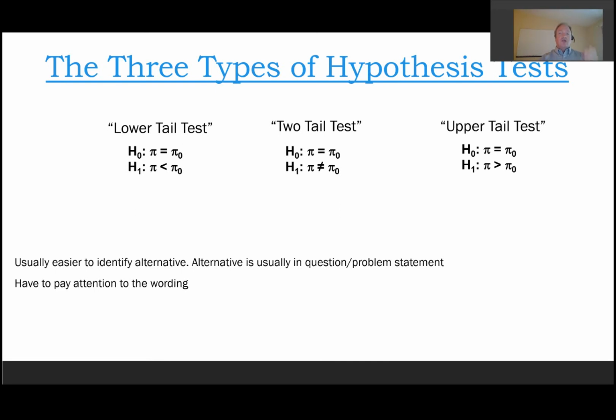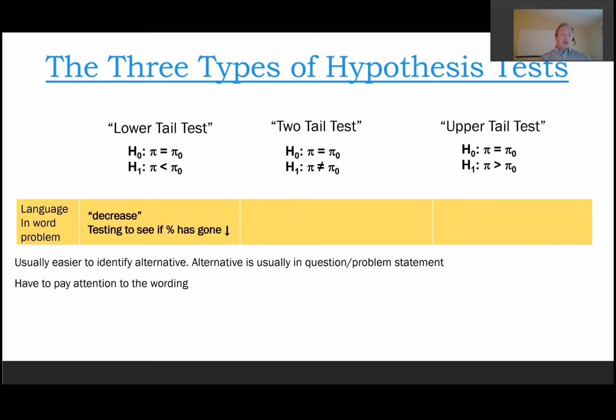How do we determine which of these three tests we're doing? So if we're doing a lower tail test, we're testing to see if the population percentage is less than the value that it used to be, we're going to see words like decrease. Did the population percentage decrease? So some sort of wording to indicate that.